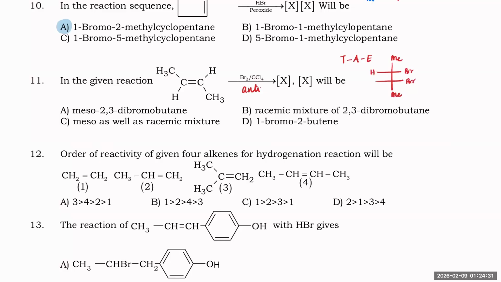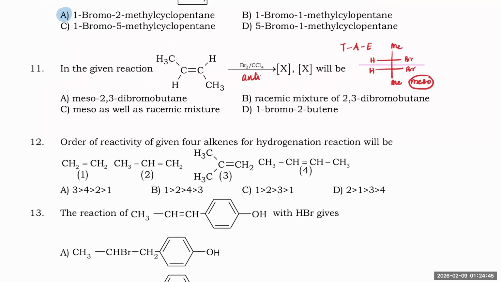Listen, if both Br are on the same side, you can easily notice that there is a plane of symmetry existing. So if there is a plane of symmetry existing, this will become a meso form. Correct? So what we get is a meso form. So meso 2,3-dibromobutane. So the option you will get is A. Okay.